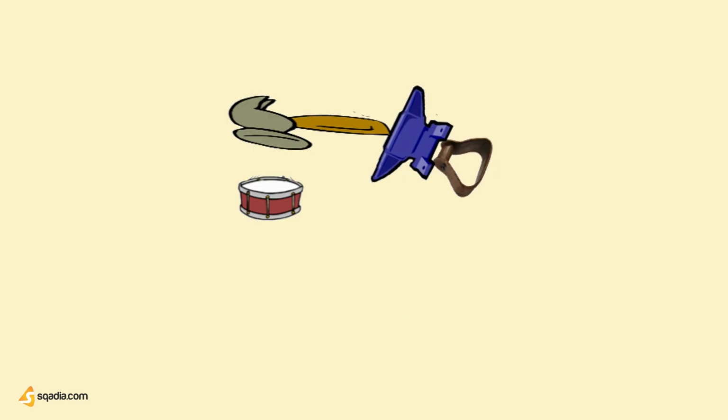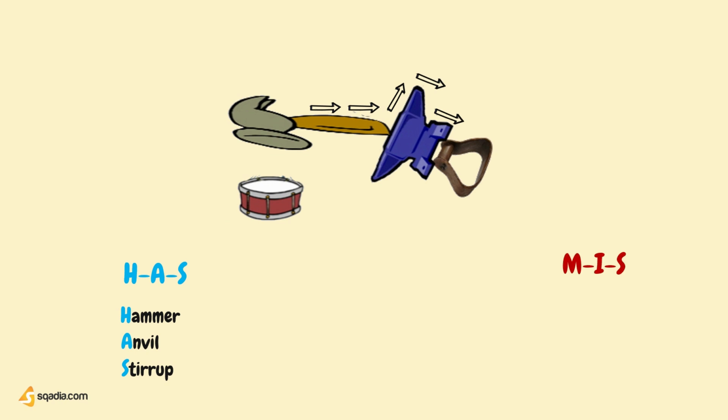Moving to the next mnemonic. Luckily, these are already pretty concrete images. It's important to remember that after sound hits the eardrum, the order is hammer, then anvil, then stirrup, or HAS, or MIS, if you call these three bones malleus, incus, and stapes.